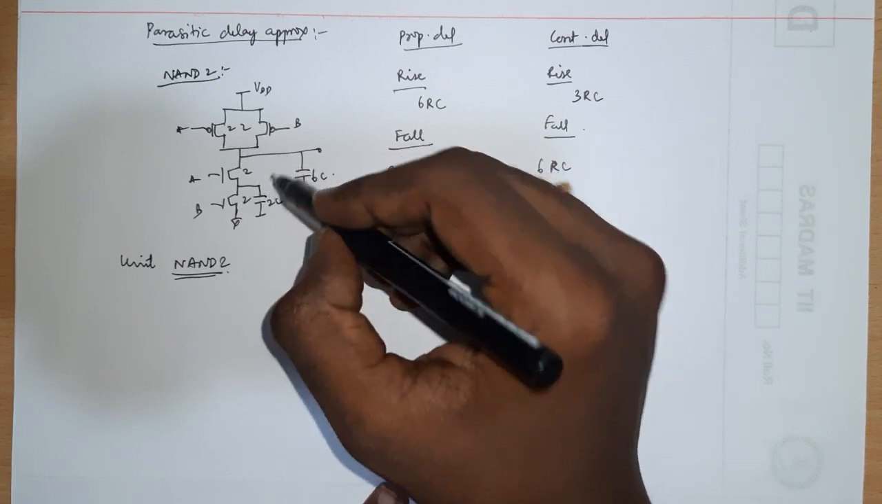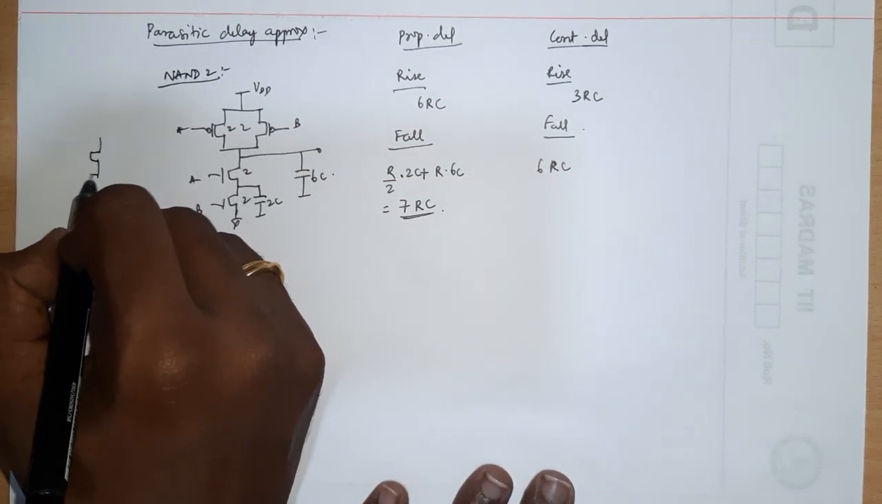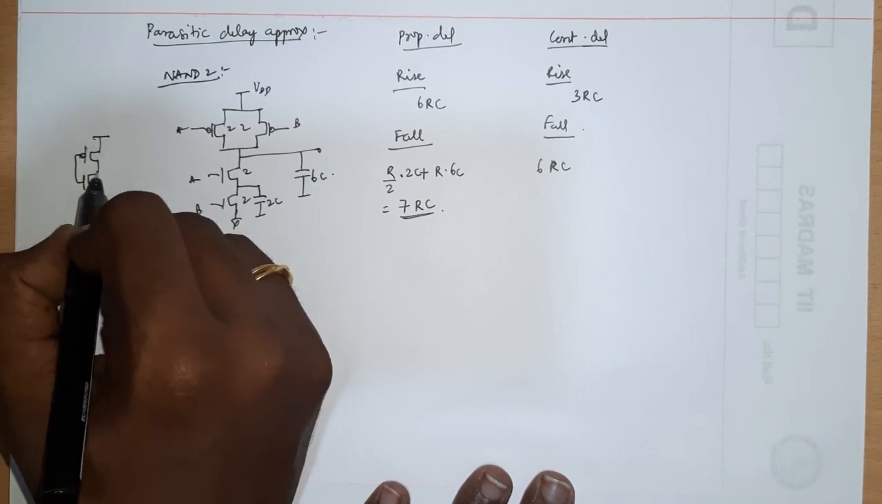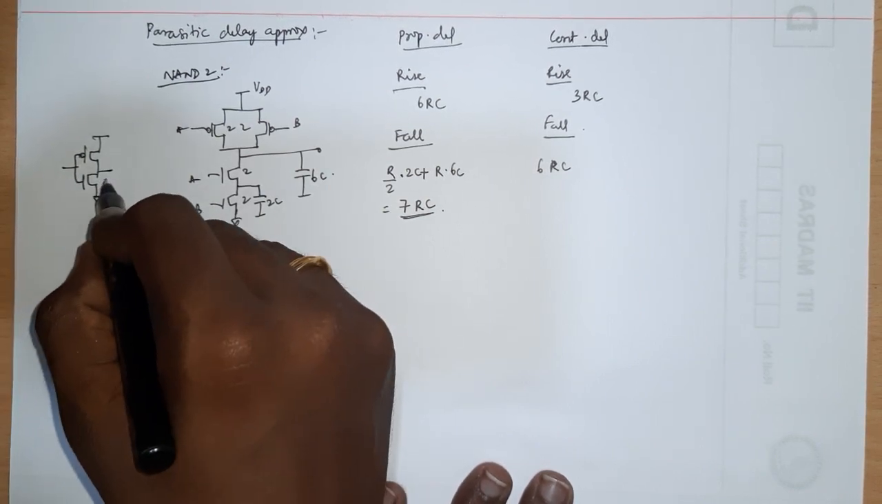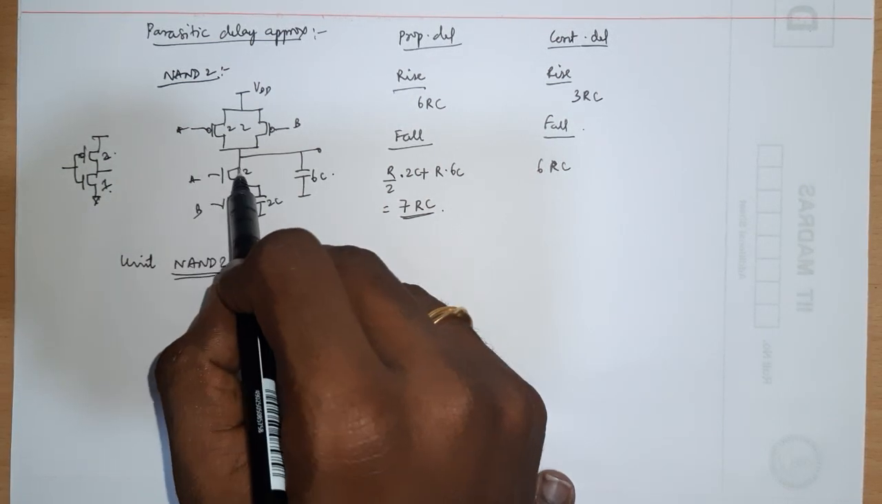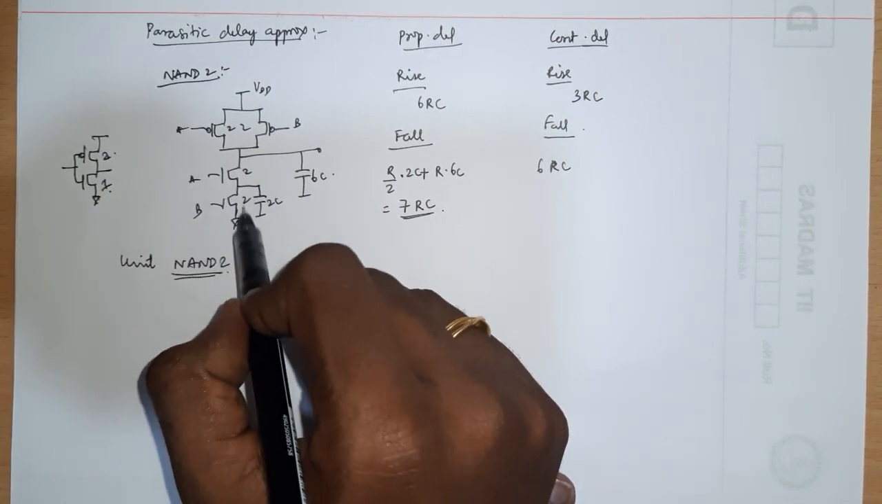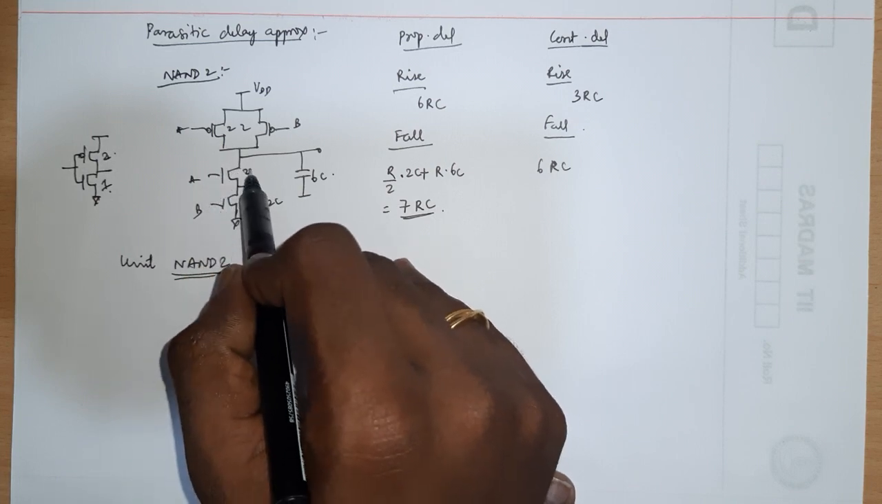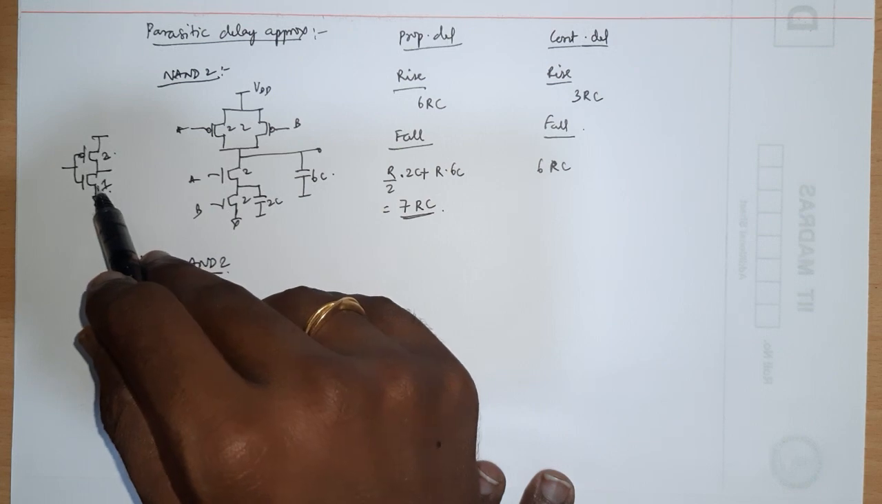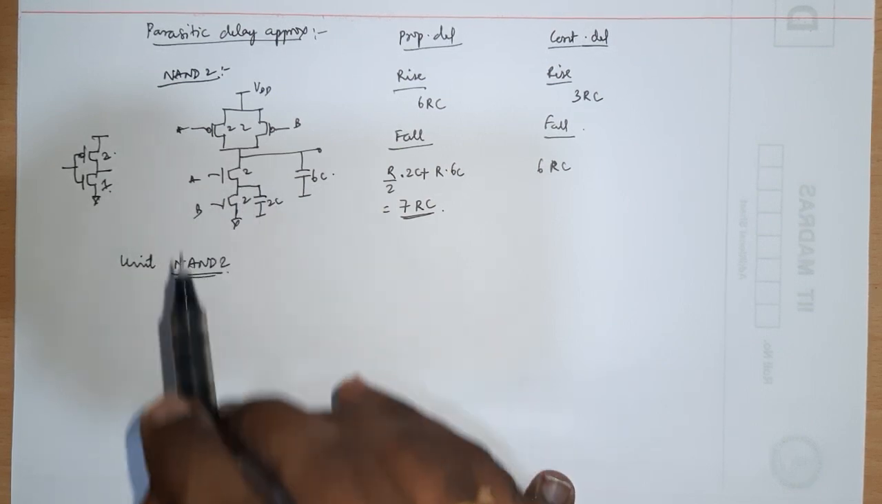So unit inverter, let me draw a unit inverter here. So this is of size 1, this is of size 2. So this will offer R, this will offer R. So I have designed this NMOS stack or pull down network stack in such a way that the total stack will offer resistance R as that of a unit inverter. That is why it is called a unit NAND gate.